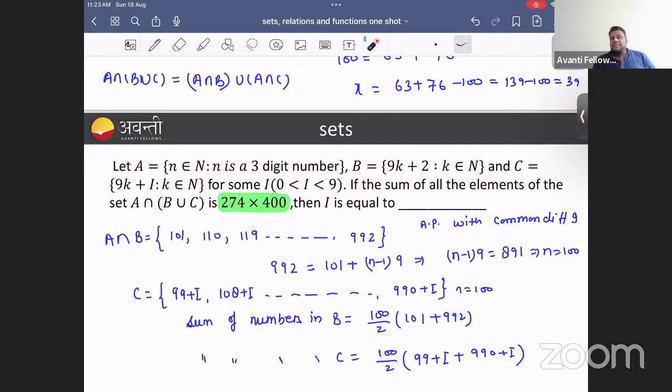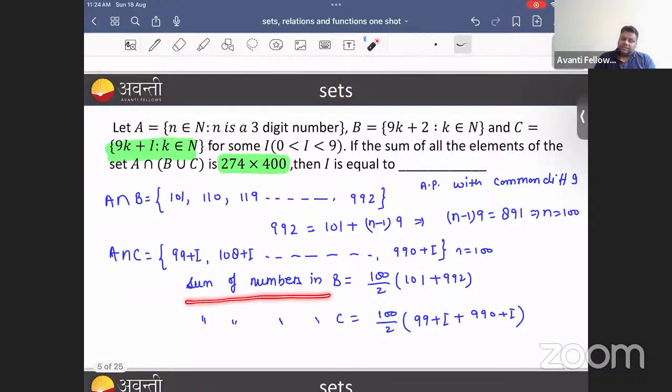If the sum of the digits is 2, the number when divided by 9 will leave remainder 2. Now, with the help of an AP, I can find the number of terms, which is 100. Got it? Now, A intersection C. A intersection C is the set of all those 3-digit numbers which when divided by 9 leave remainder I. So, the first number will be 99 plus I, then 108 plus I, up to 990 plus I. Definitely it will also have a total of 100 terms.